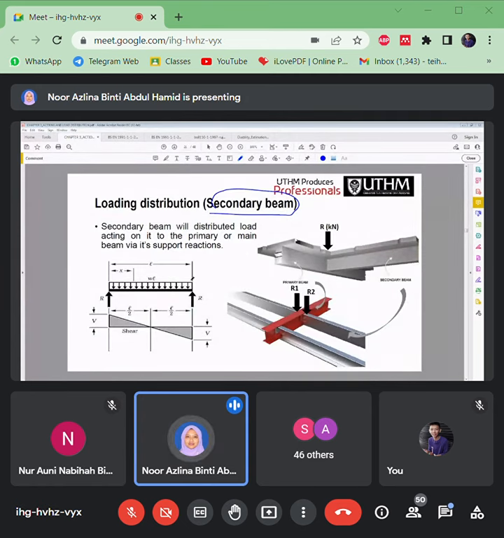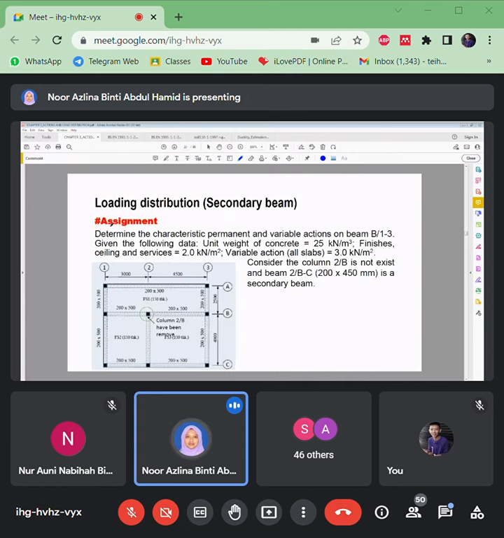If you have a secondary beam, it's still the same. You have to calculate the secondary beam first, then you transfer the support reaction from the secondary beam to the main beam. Okay, for example like this. This is not an assignment. This is your own exercise.